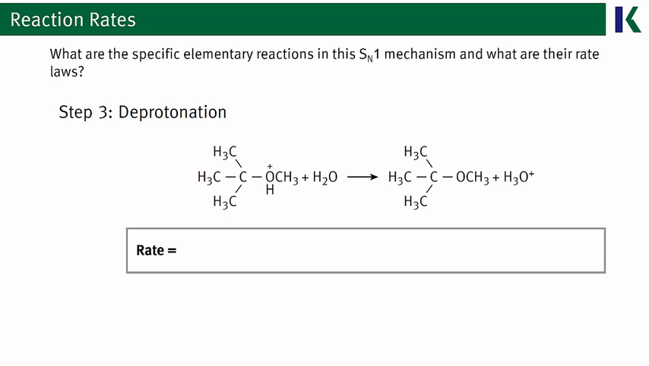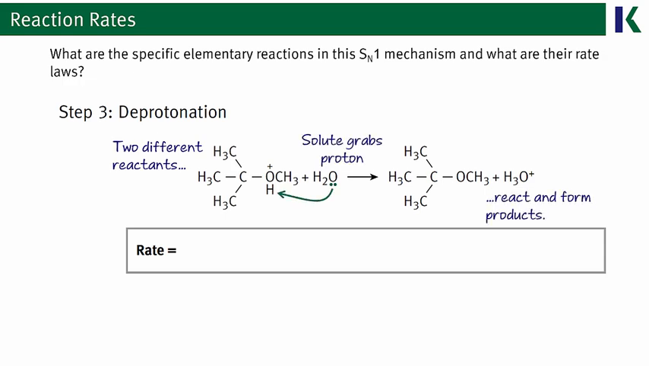Again, in this case, consider what kind of reaction step this is and assign a rate law appropriately. Here we see something just a little bit different than we've seen so far in this lesson. Again, we have two different reactants, and our solute is going to deprotonate that intermediate to form our final product.